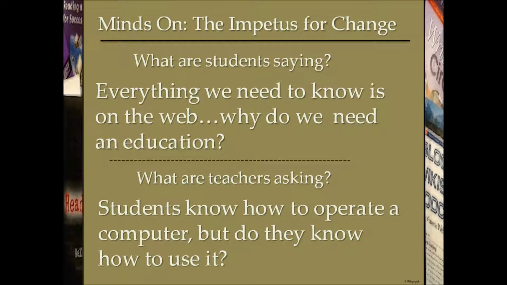Look at this quote. Students are saying everything we need to know is on the web. Why do we need an education? You hear that now, right? I can Google all the information I need. I don't need a teacher.